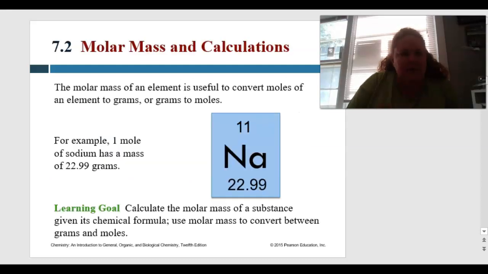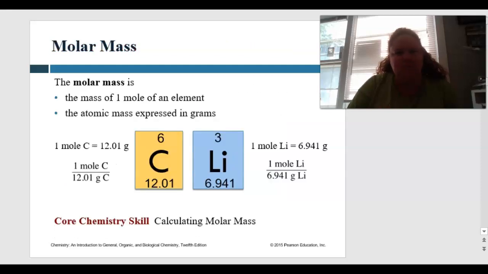So what is molecular mass in calculations? The molecular mass of an element is useful to convert the moles of an element into grams or from grams to moles. For example, 1 mole of sodium has a mass of 22.99 grams. What we're going to learn now is to calculate the molar mass of a substance given its chemical formula and use the molar mass to convert between grams and moles.